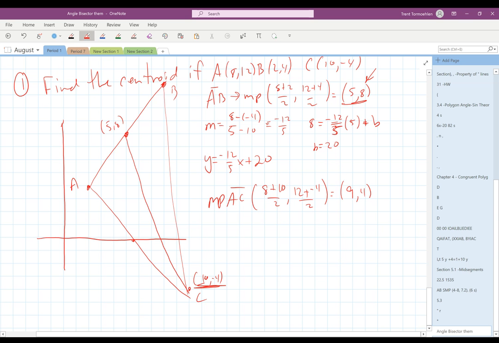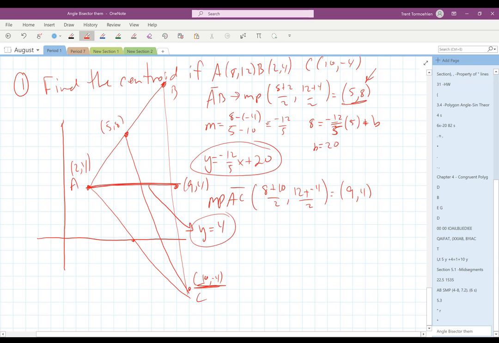And so 9 over, 4 up, and so it's going to be here. And so then we're looking for this line. Well, it turns out because this is (9, 4), and this is (2, 4), this is just a horizontal line, and so this line actually has the equation y equals 4, so that one was pretty easy. So this equation is y equals -12/5 x plus 20. That's one of the medians. This is y equals 4.